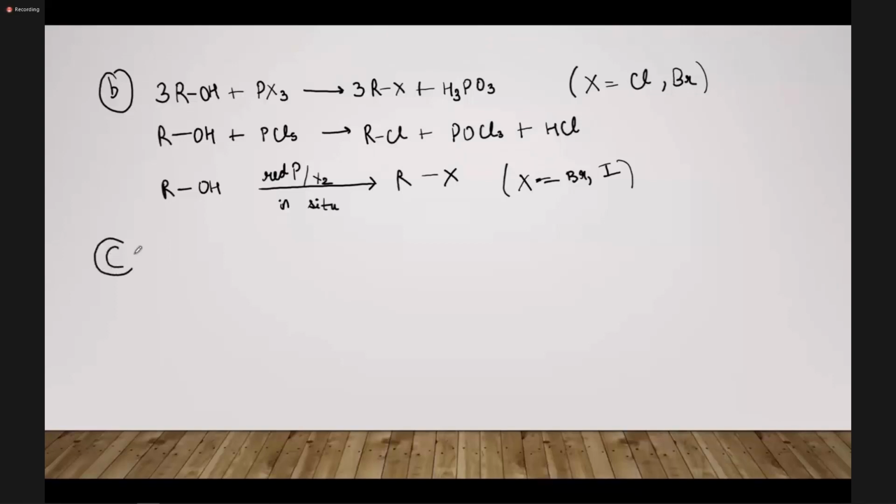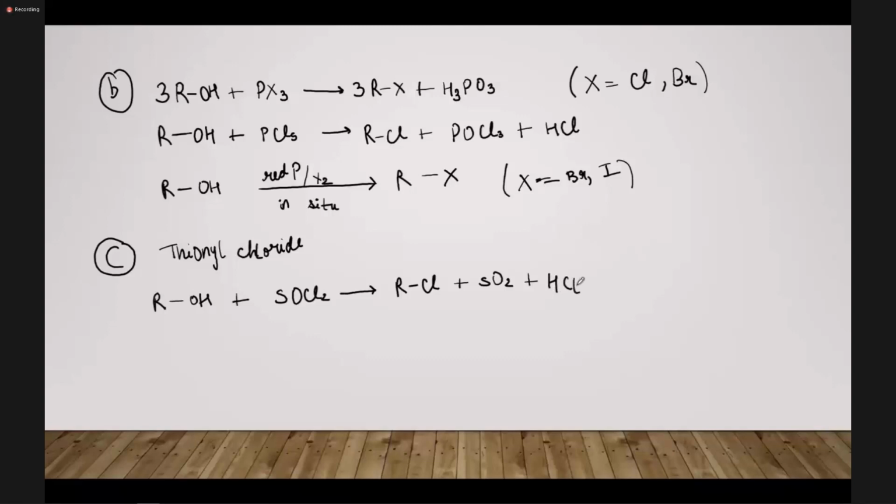Now for the third category, that is thionyl chloride. Thionyl chloride is SOCl2. So plus this is the alcohol, this is the thionyl chloride, and it will give RCl plus SO2 plus HCl. Okay. And it's obvious here that we are using SOCl2 only, so this method is for the chlorides only. The other halides are not involved here.